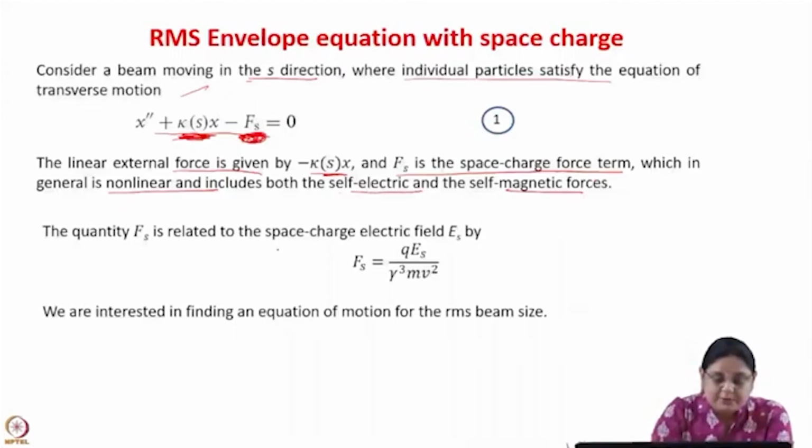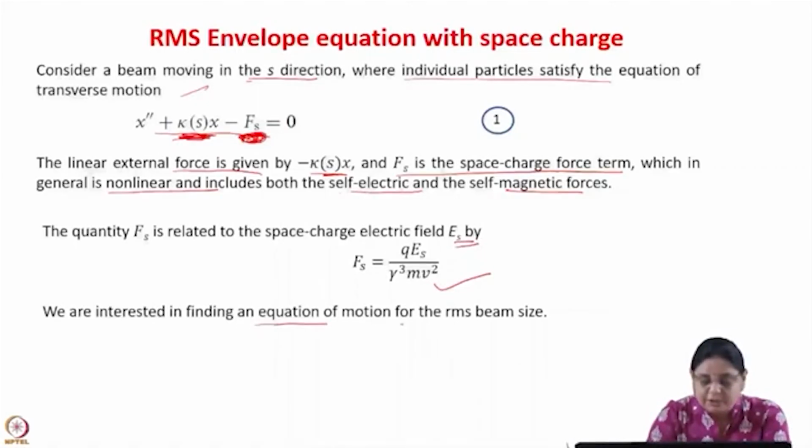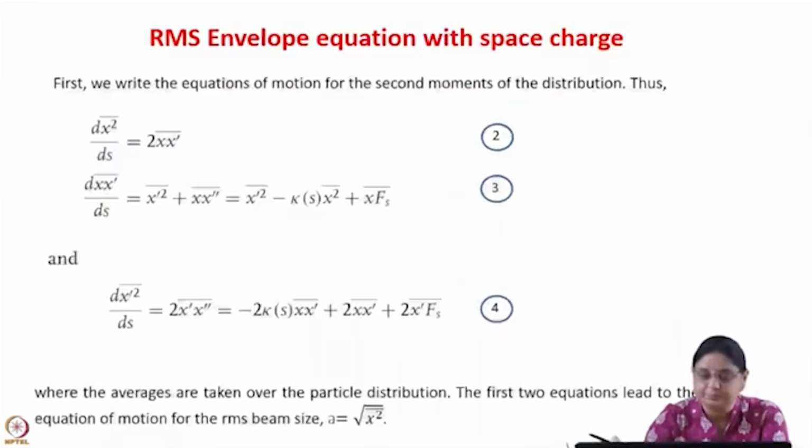The quantity Fs is related to the space charge electric field Es by this expression. Now we are interested in finding the equation of motion of the RMS beam size, so basically the envelope equation in presence of space charge. So we write the equations of motion for the second moments of the distribution. Thus we take x square average, and we find d by ds of that.